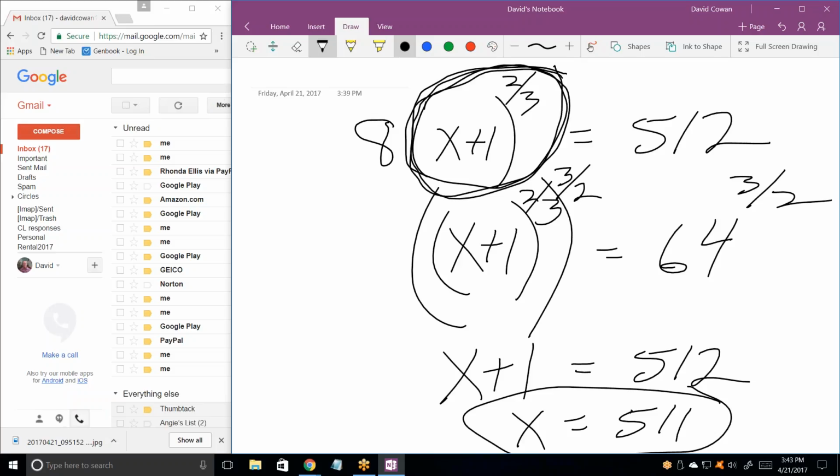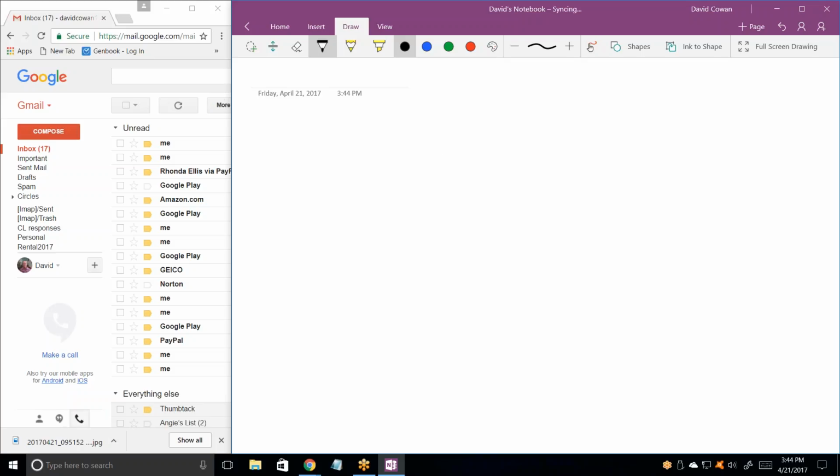Wait, I think my teacher said that if the exponent is a fraction and the denominator is even, then there's 2 answers, plus and minus. Yes. Whenever you take the square root, it's like saying 4 to the 1/2 power is actually plus or minus 2. Mm-hmm.